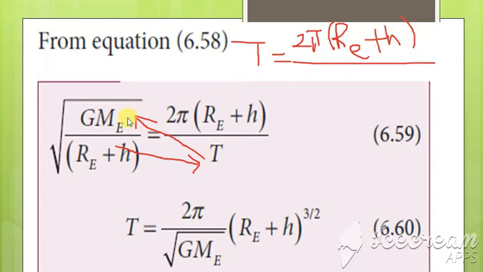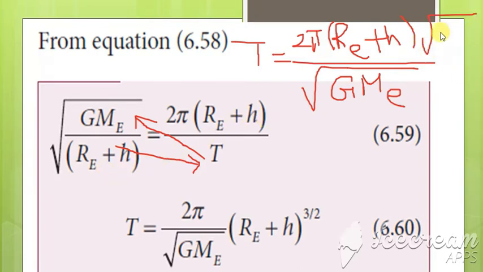Okay, this term we are going to bring it down. So the numerator comes down, so we get root of GME. Then the denominator goes to the numerator, so it is root of RE plus H. Okay, now how can we write this?